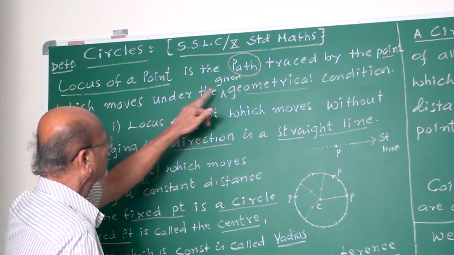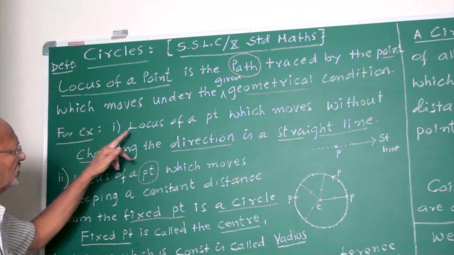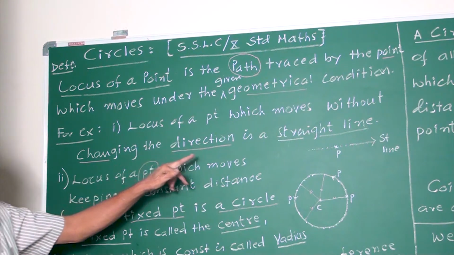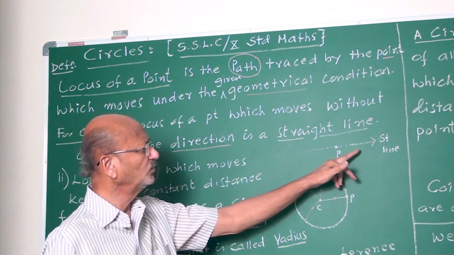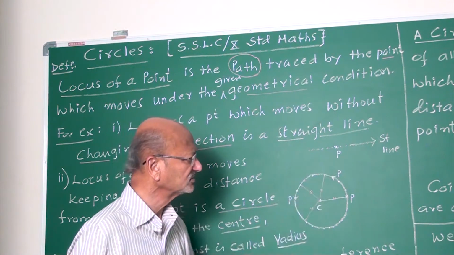This is very important. For example, locus of a point which moves without changing the direction. Locus of a point which moves without changing the direction is a straight line. This is a straight line, my friends.